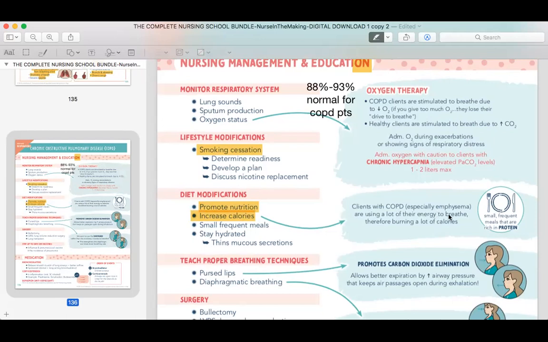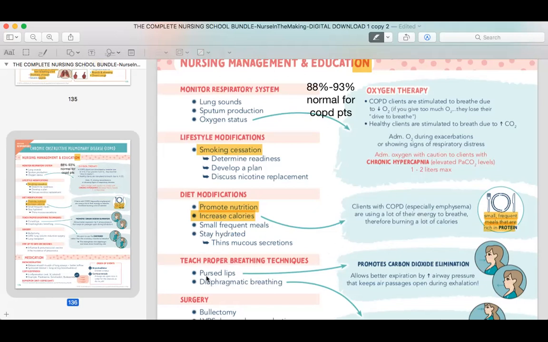Clients, especially with emphysema, use a lot of their energy to breathe. So small frequent meals, high in protein. You want to make sure you don't drink water with the meal. You want to drink it either before or after the meal, because that's how it's staged on ATI. You give them periods to rest when they're eating.